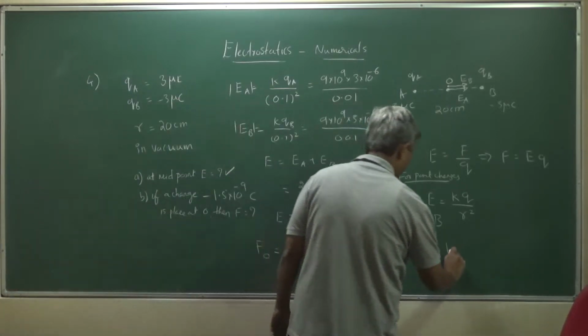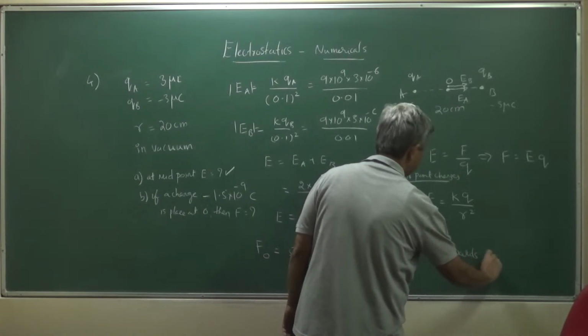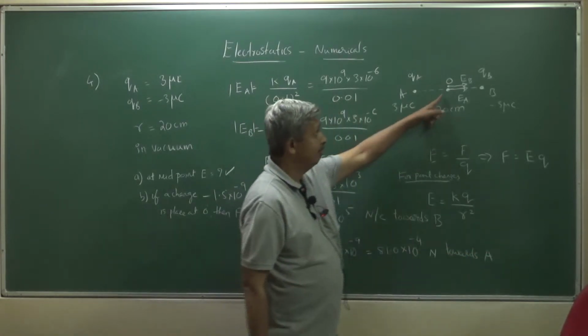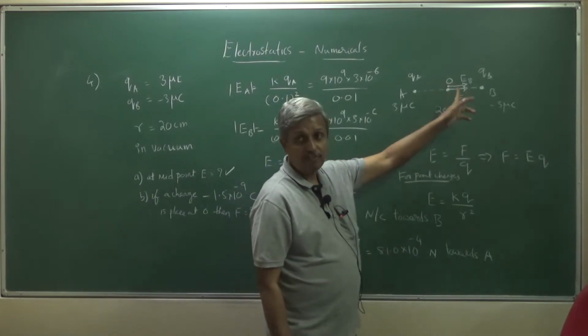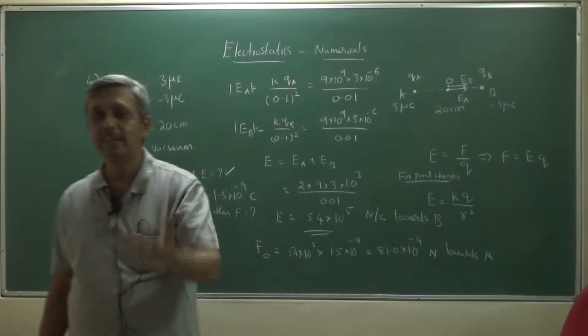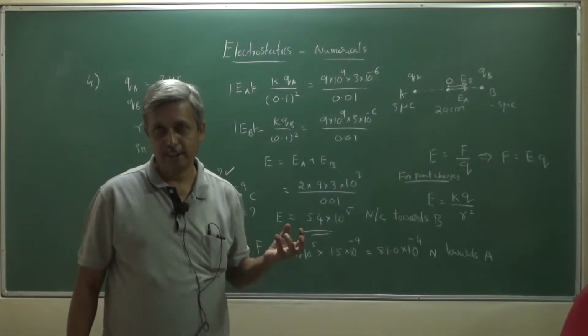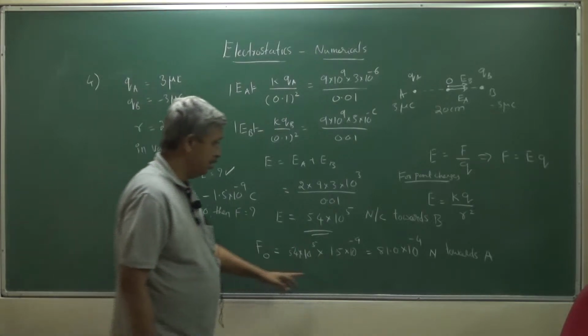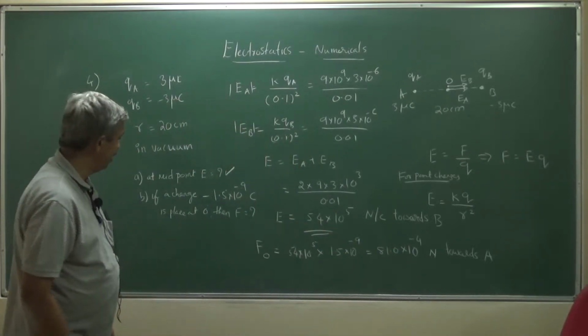Towards what? Towards A. This time it is towards A because the charge is negative. A negative charge always moves in the direction opposite to the field. A positive charge always moves in the direction of the field. So we get towards A, that is the force. So we calculated this one out.